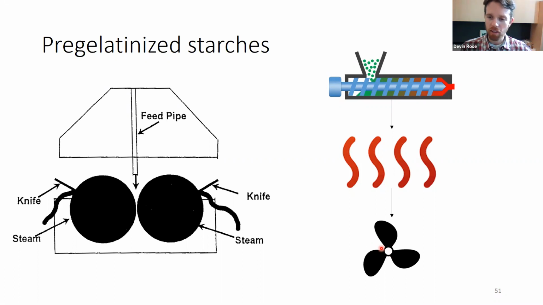They're useful in instant soups, instant puddings, these types of products that are intended to be mixed with cold water or milk or something, and then form a gel.